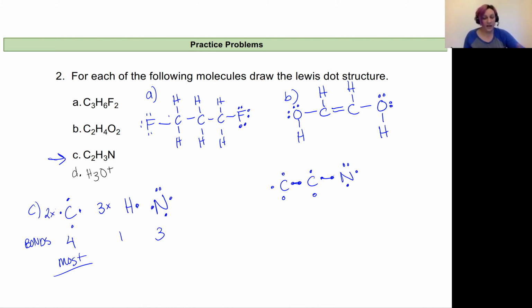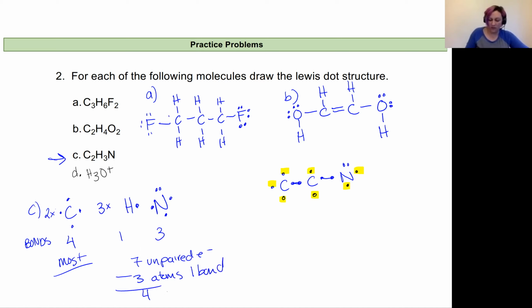Now I have 3 hydrogens, and let's count how many unpaired electrons I have. I have 1, 2, 3, 4, 5, 6, 7. Ooh, I've got a lot. I have 7 unpaired electrons, and I have only 3 atoms that need 1 bond. That leaves a difference of 4 electrons that need to be in multiple bonds.